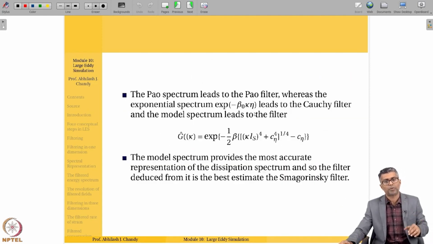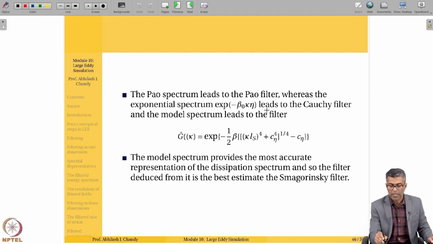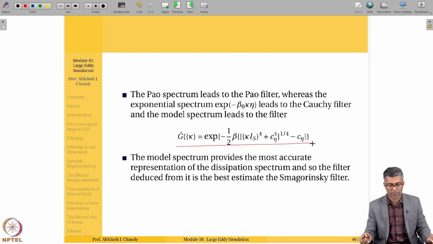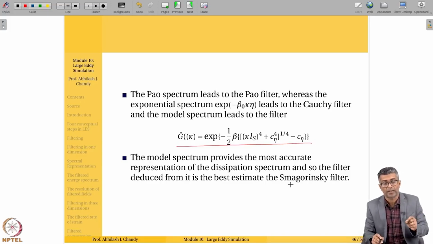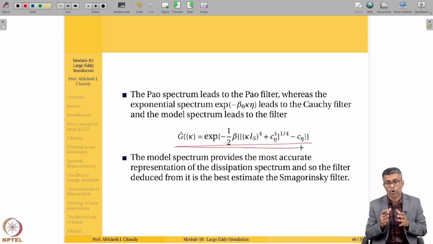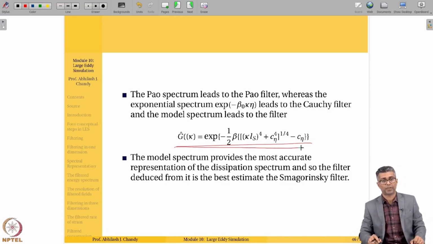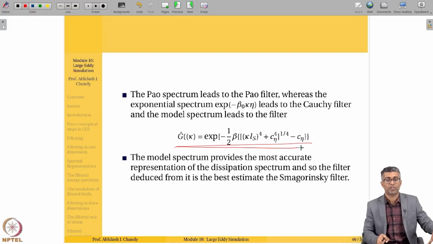So the power spectrum leads to the power filter, whereas the exponential spectrum leads to the Cauchy filter, and the model spectrum leads to the filter given by this. This model spectrum provides the most accurate representation of the dissipation spectrum, and so the filter deduced from it is the best estimate for the Smagorinsky filter. So this one is your best estimate for the Smagorinsky filter. Earlier we had derived the Smagorinsky model, here we have the Smagorinsky filter.